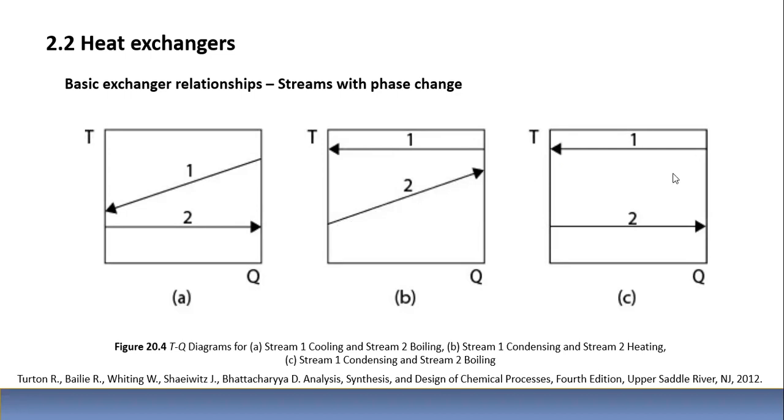On the third diagram, we see that we have condensing steam, probably most likely just like this, condensing steam, and then we have a boiling fluid here. Both are condensing and boiling at their respective temperatures, because there is no temperature change. And we know that situation happens when we have a phase change. When we have a phase change, the phase change takes place at the same temperature. So that's why we see in C, stream number 1 is condensing and stream number 2 is boiling.